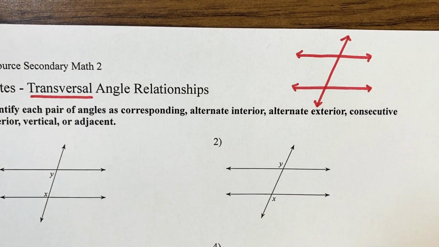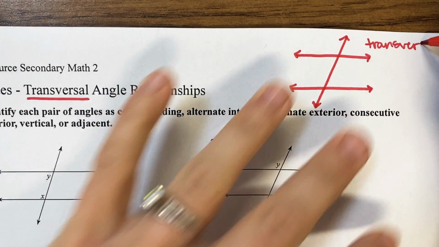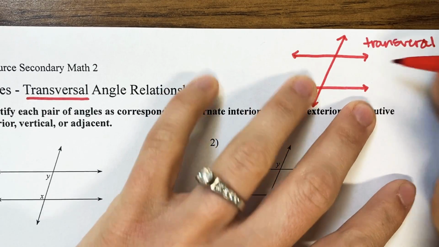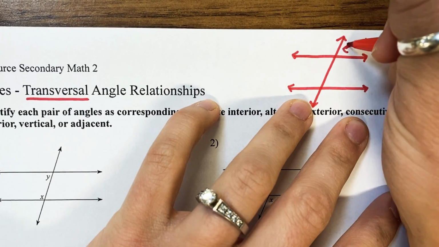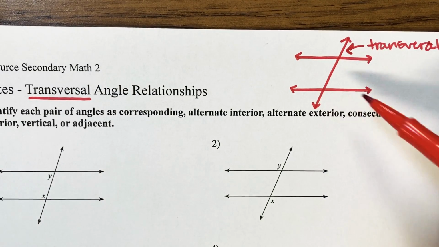So we're gonna go ahead and label that. Go ahead and do this in the top right corner of your paper. That is the transversal, that line that cuts between these 2 parallel lines.